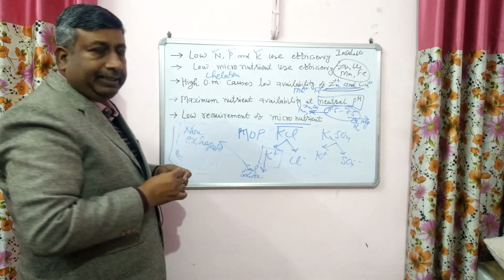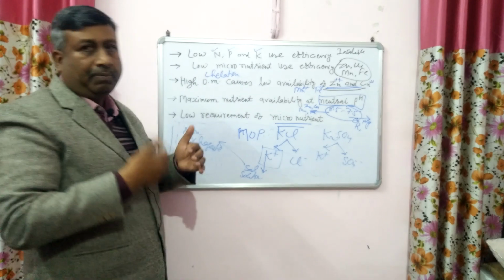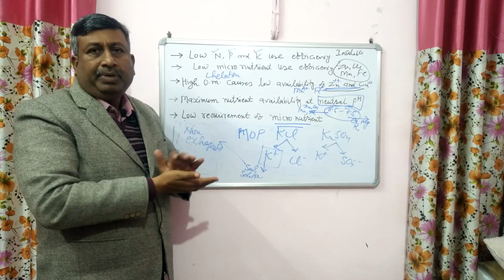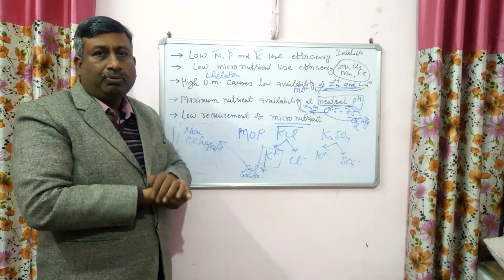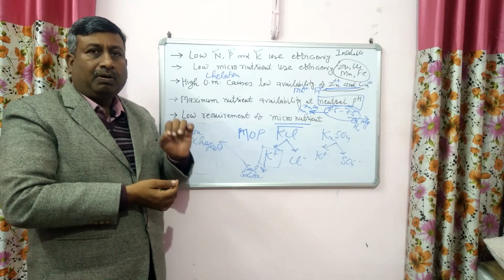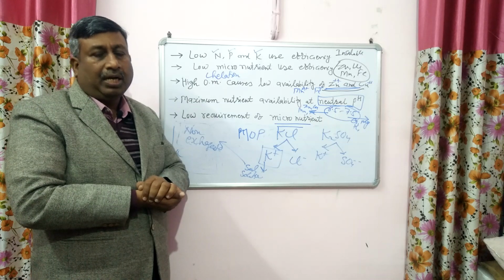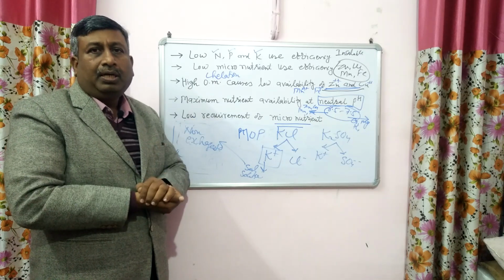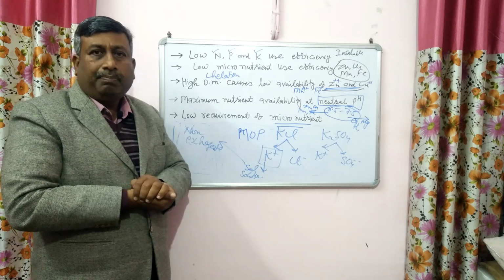We know that the essential nutrients are categorized in two parts, macronutrients and micronutrients. Macronutrients: NPK, calcium, magnesium, sulfur. Micronutrients: Fe, Cu, Mn, Zn, boron, chlorine, molybdenum, and nickel. This categorization is based on plant requirement. Those nutrients required by the plant in large quantity are termed macronutrients, and those required in low quantity are termed micronutrients.